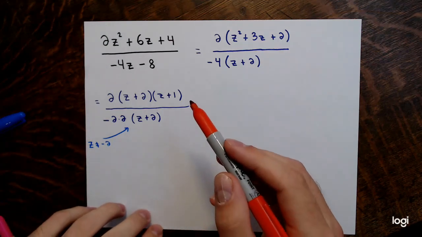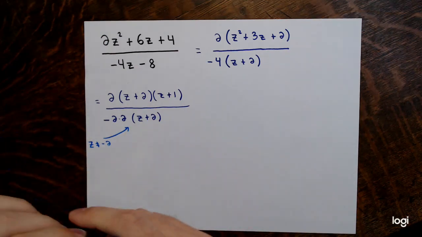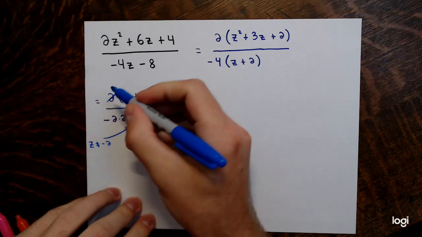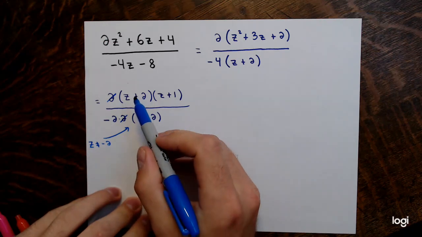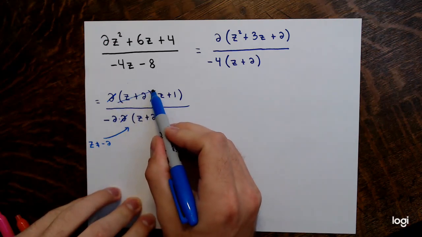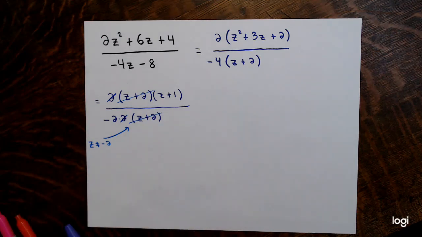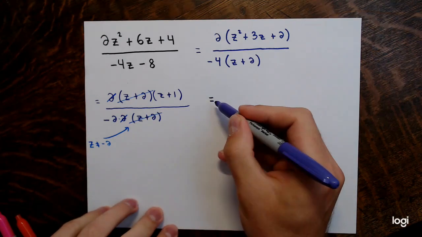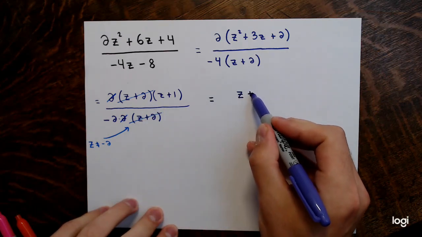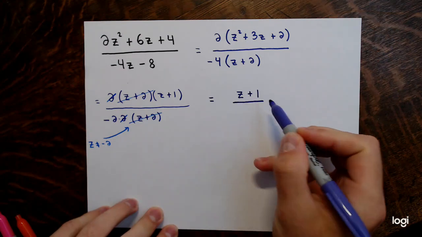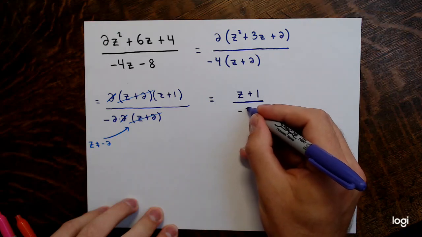So as long as z is not negative 2, we can continue and simplify, and we won't be dividing by 0. All right, so working further, I'm noticing some common factors here. There's a 2 up here, a factor, and there's a 2 down here, leaving 1, 2 left in the denominator. And there's a factor of z plus 2 in the numerator, and a factor of z plus 2 in the denominator. All right, so when all's said and done, I've got just z plus 1 in the numerator. That's the only factor left. And the only factor left in the denominator is negative 2.